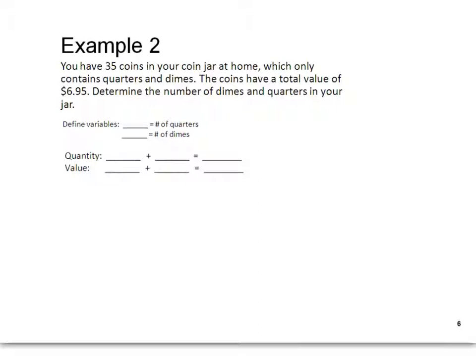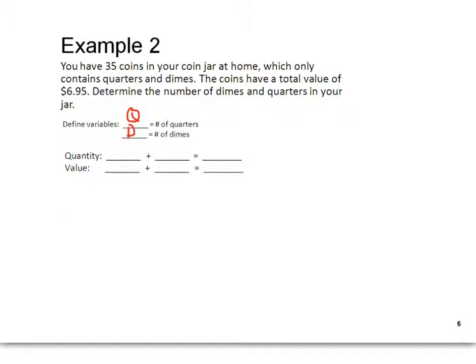So anytime we can define variables as something other than x and y, where it would be helpful to use a different letter, like in this case, if we're talking about number of quarters, why not label the number of quarters as Q and the number of dimes as D? And then whenever you solve for Q, you know you're talking about quarters. When you solve for D, you know you're talking about dimes.